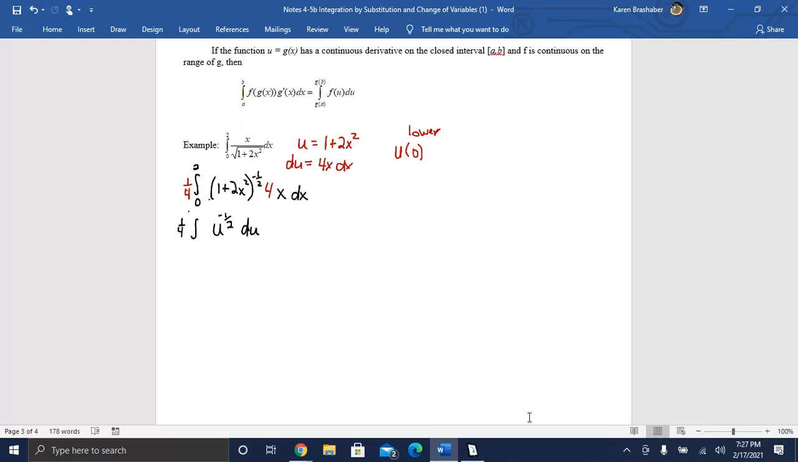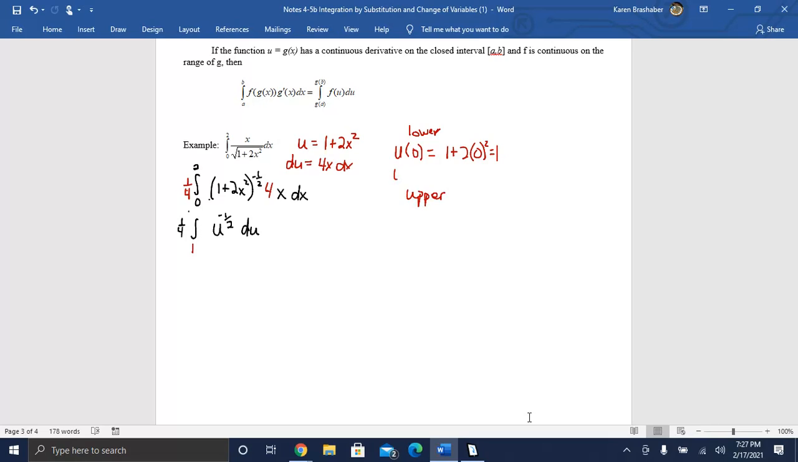So for the lower limit, I'll plug in 0 to my definition of u. That would be 1 plus 2 times 0 squared, and that's going to give me 1. So my lower limit of integration is going to change from a 0 to a 1. And then I want to do the upper limit.